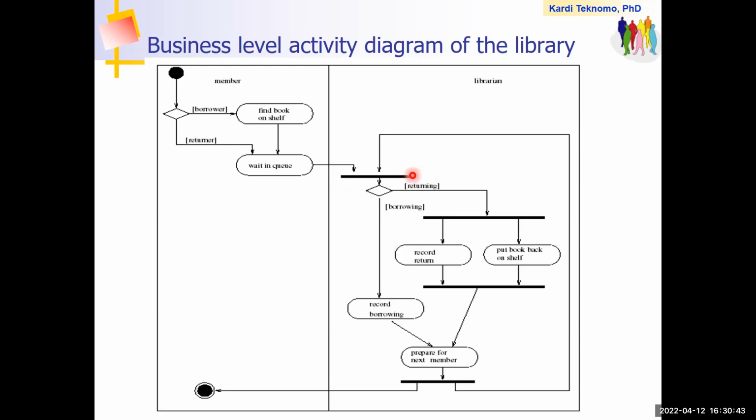So look, this is a fork, and this is the join. Fork and join. So what is this? The librarian will do parallel processing in this system: to record the return, and to put the book back on the shelf. When they finish both, then they can prepare for the next member. The meaning of this parallel is they need to finish the two of them before they can go to the next. Clear or not?